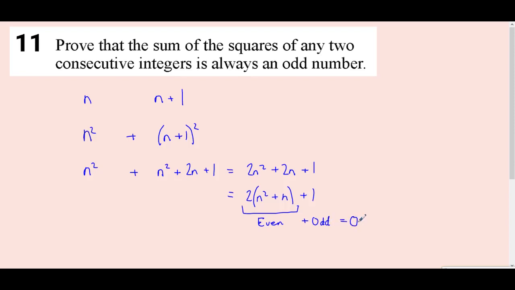our answer is odd. Potentially a 3-mark question here. First mark for writing the correct expressions for n squared and n plus 1 all squared. 2nd mark for expanding and simplifying, and the final mark for writing the conclusion.